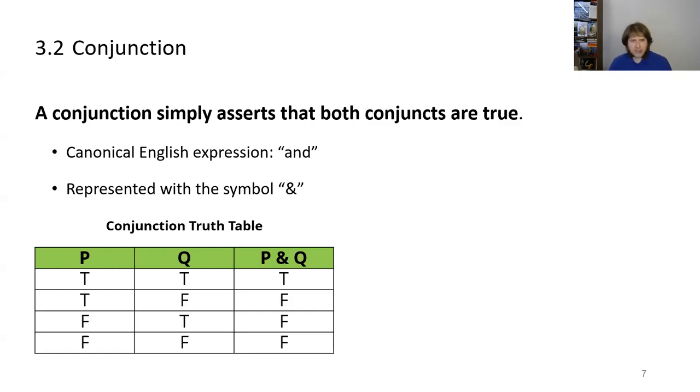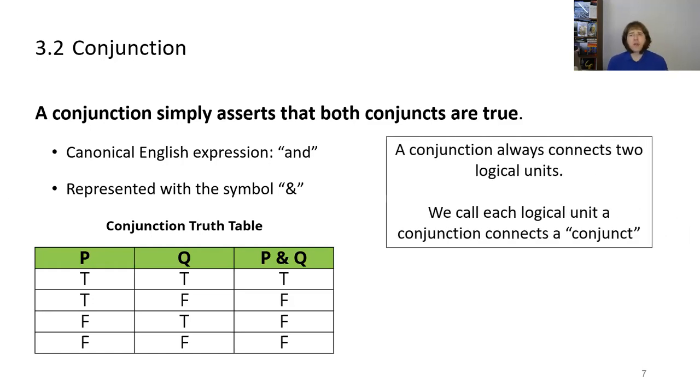But if we just return our attention to this table here, and we keep in mind a conjunction simply asserts that both conjuncts are true, when we look at the table, we then have to ask ourselves, how do we fill in the truth values for the complex statement P and Q? Well, we look to the only row where P and Q are both true. That's the first row. So that's the only row where P and Q, as a complex statement, is true. And in the other 3 rows, at least one of them is false. Given that a conjunction is asserting that both conjuncts are true, it's only in the first row that that's actually the case. So it's only in the first row that that complex statement is true.